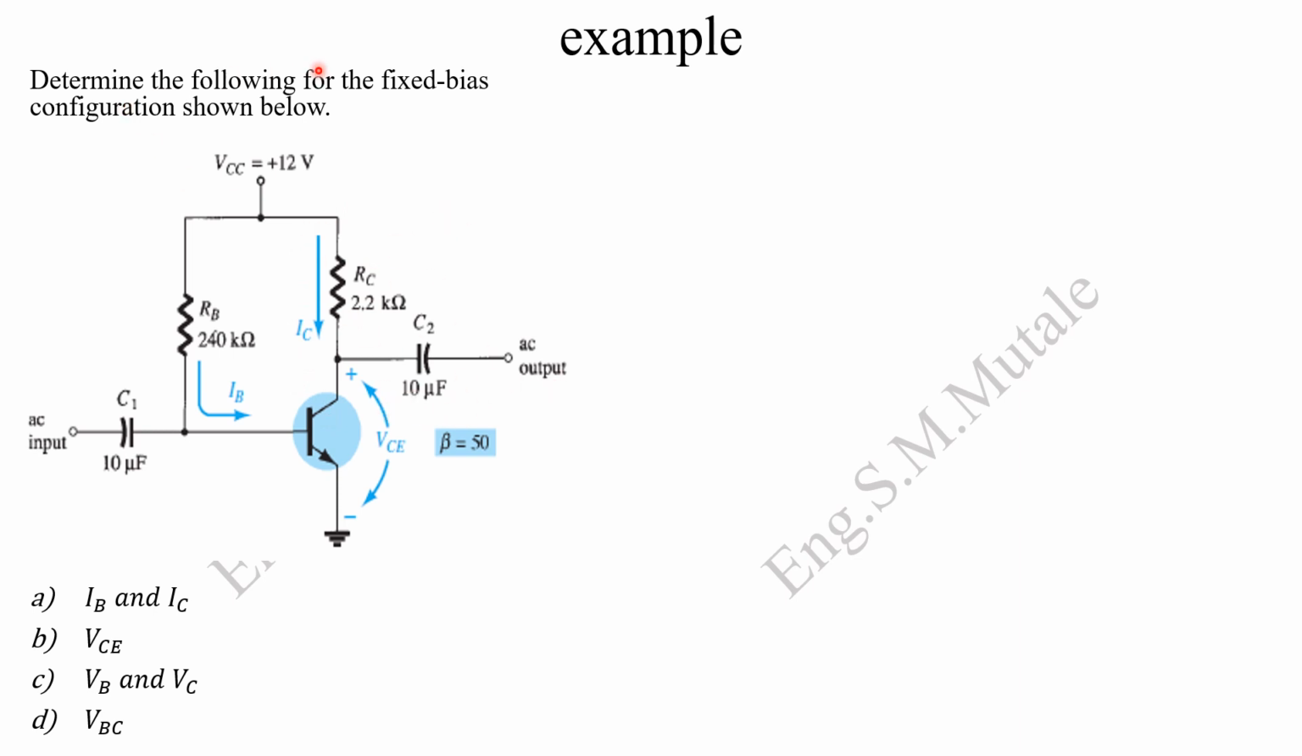They are saying determine the following for the fixed bias configuration shown below. This is a fixed bias configuration because you've got a resistor connected on the base and a resistor connected on the collector. You've got this VCC. It's just been bridged, but it's either taking that route or that route. Beta has been given to be 50. They want us to determine IB and IC, the values for VCE, VB and VC, as well as VBC. Let's look at the solutions.